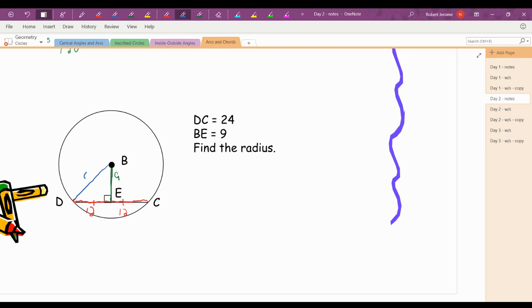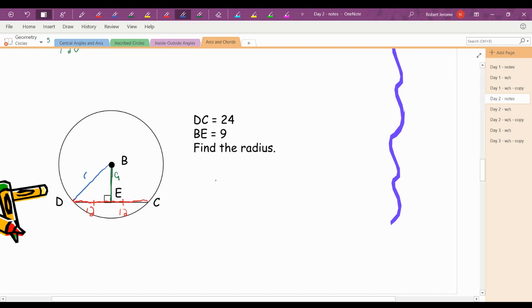All radii of the circle are congruent. So instead of BD, I could have drawn BC. It doesn't matter because all radii of the circle are congruent, so I can draw it wherever I want. Now, what do we have? We have a right triangle, and we know 2 out of the 3 sides. Well, there we go. That's called Pythagorean theorem for us.